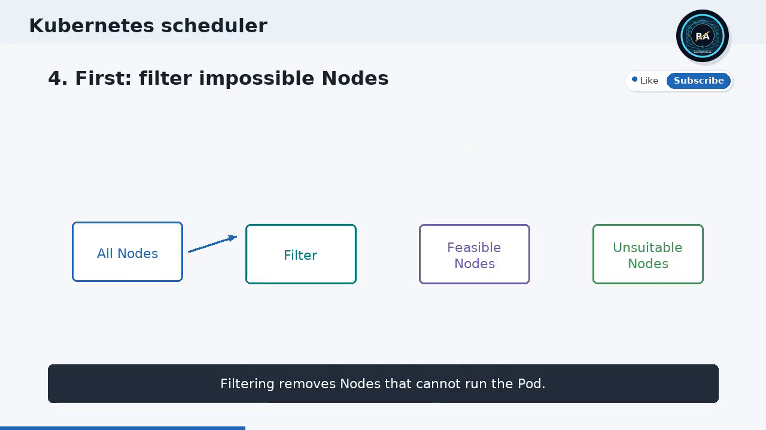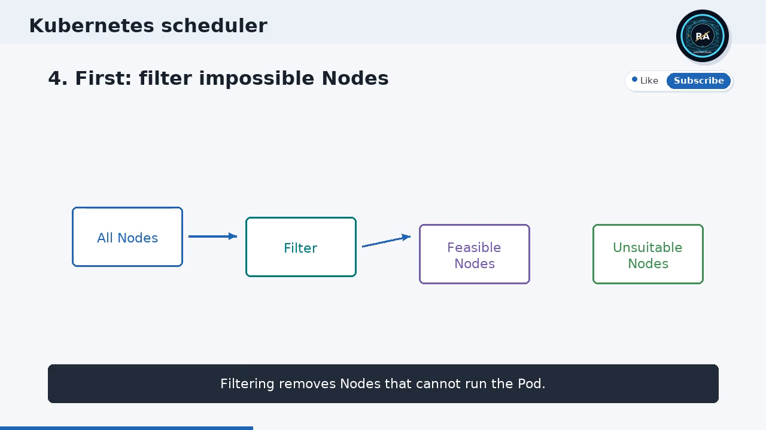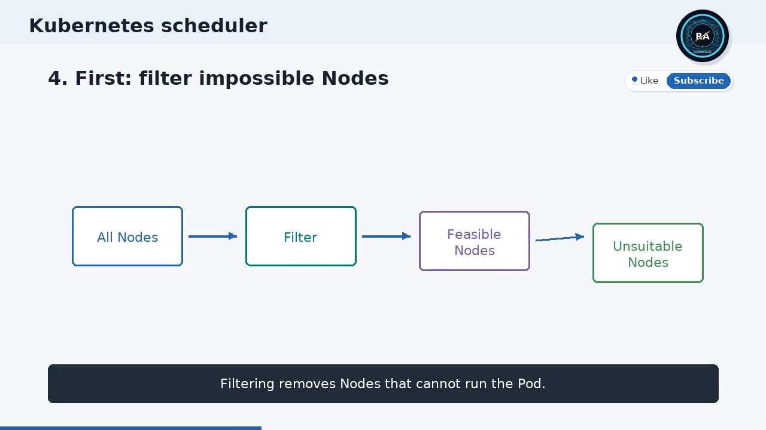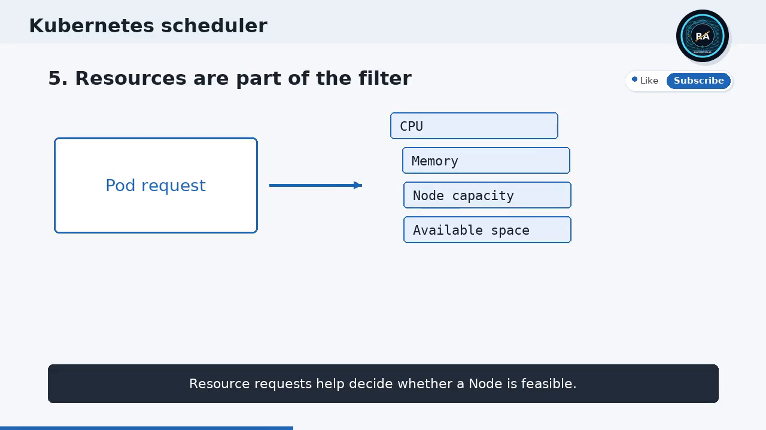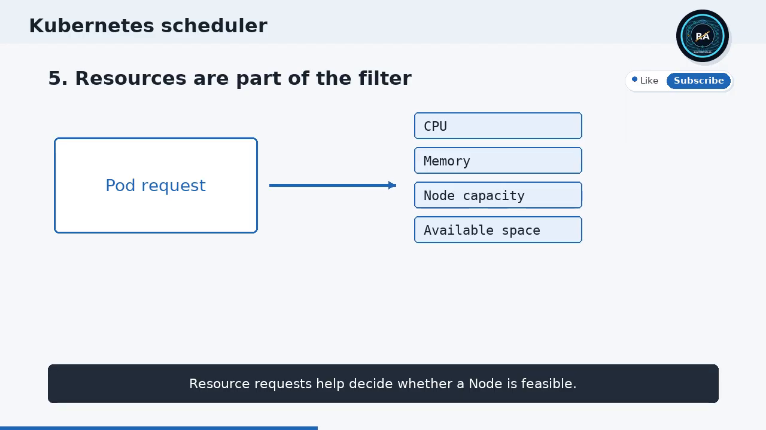First comes filtering. Kubernetes removes nodes that cannot run this pod. Maybe there is not enough CPU or memory. Maybe the pod has a constraint that this node does not satisfy. A pod can ask for CPU and memory. The scheduler compares those requests with what each node can still offer. A node that cannot fit the request should not be chosen.